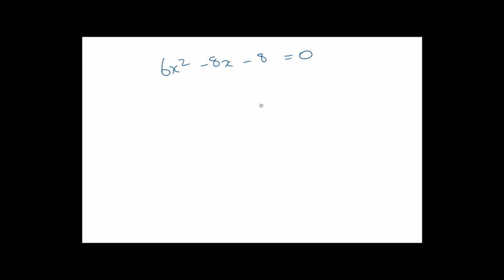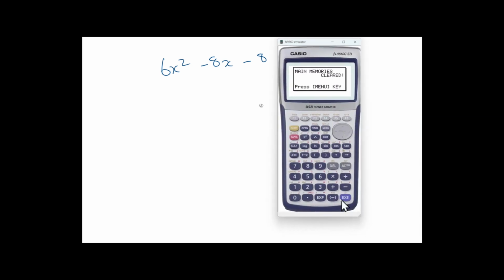Well, let's just use technology. Let's grab our calculator and let's do it graphically. So 6x squared minus 8x minus 8, and I'm going to draw it, and we need to maybe zoom out a little bit, zoom in, here we go. So we want this point here and this point here.